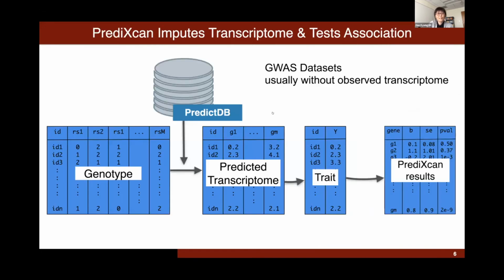Once we have that, we can go to a GWAS data set where we have genotype data and trait data. Using the weights that we trained previously in the reference transcriptome data sets, from the genotype we generate this predicted or imputed transcriptome. Then we correlate the trait with each one of these columns, which are predicted transcript levels, and that yields what we call PredictScan results. That's this table where you have genes in the rows and then effect size, standard error, and p-values. Small p-values are significant associations.